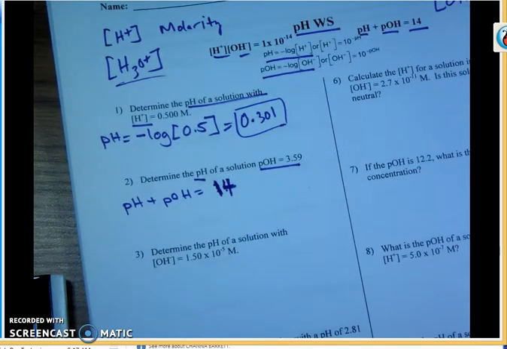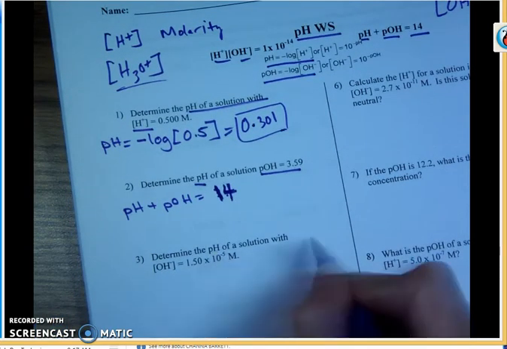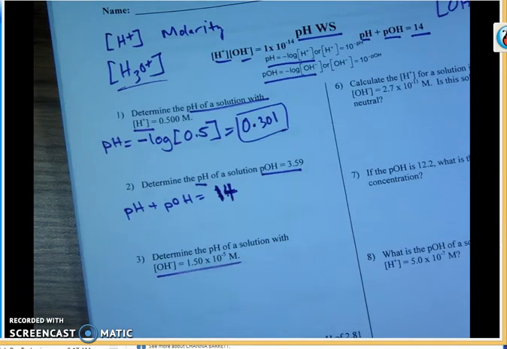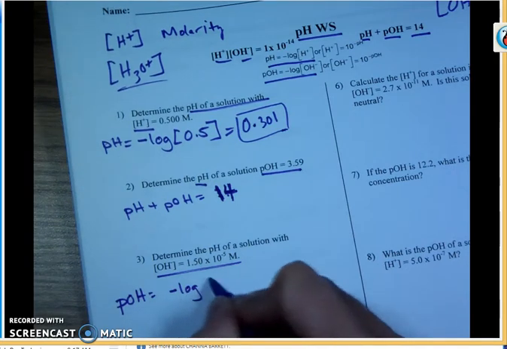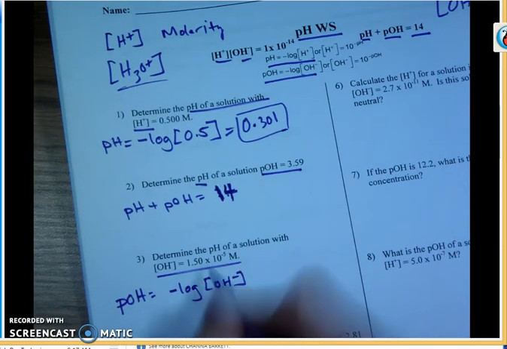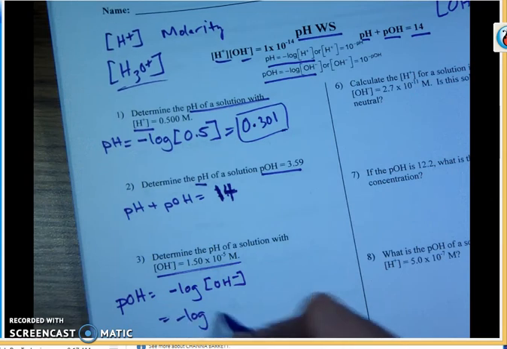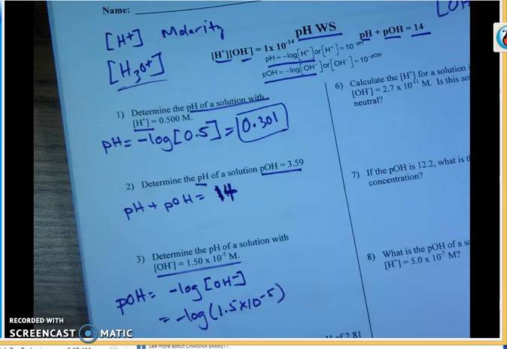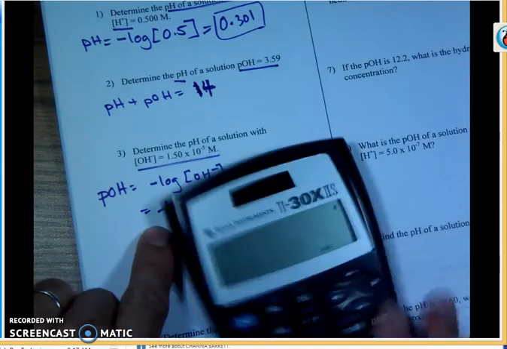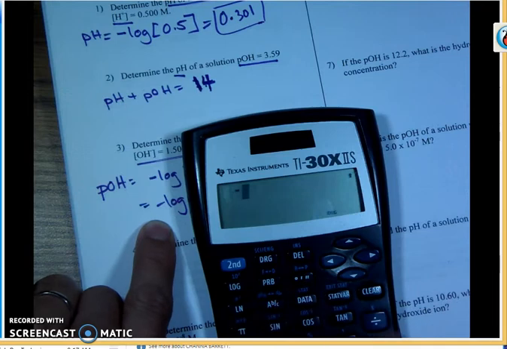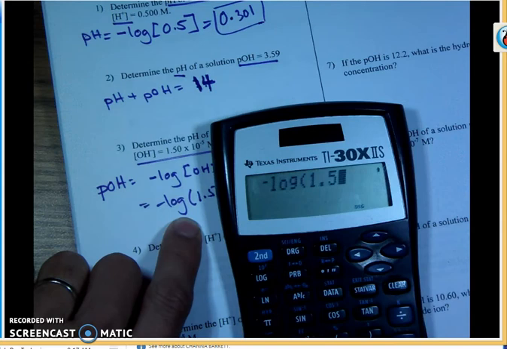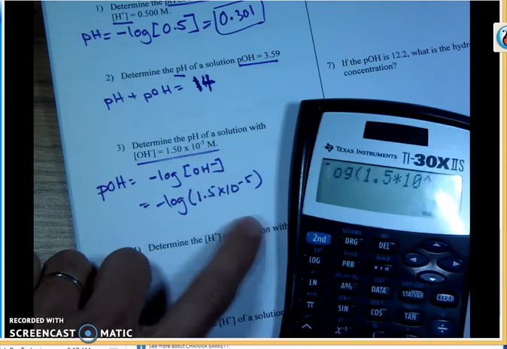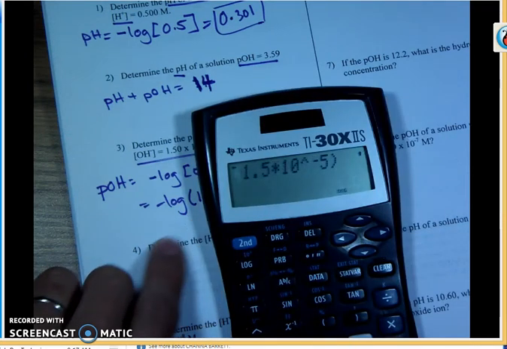Okay. Number 3, determine the pH of a solution with that OH. With that, you can find the pOH. pOH is negative log of the OH concentration, which is that. Negative log of 1.5 times 10 to the negative 5. I like to use the green calculator. I think it's just better. Negative log. The log is right there, right above the second button. 1.5 times 10 raised to the negative 5. And the pOH is 4.8.